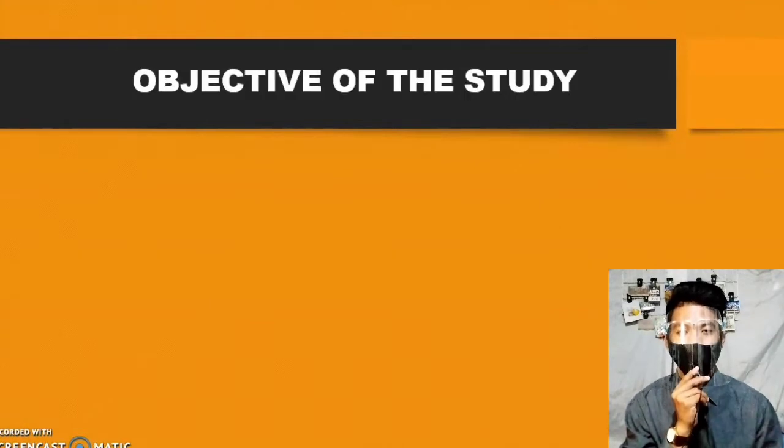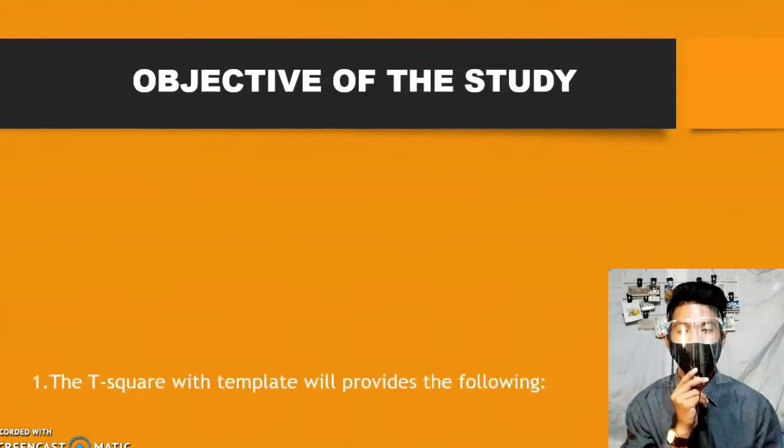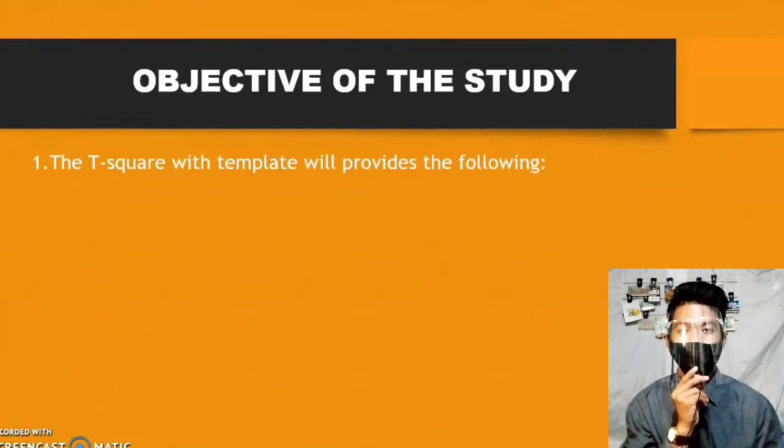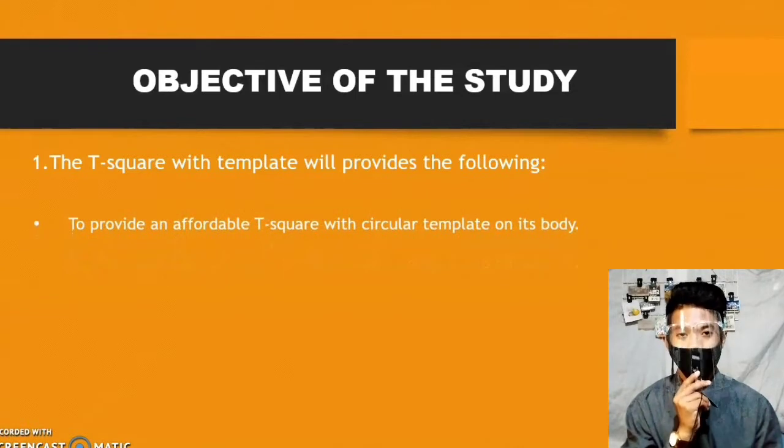Objective of the study / statement of the problem. This study aims to develop a T-square with template and seeks to attain the following specific objectives, such as: number 1, the T-square with template will provide the following. A. To provide an affordable T-square with circular template on its body.